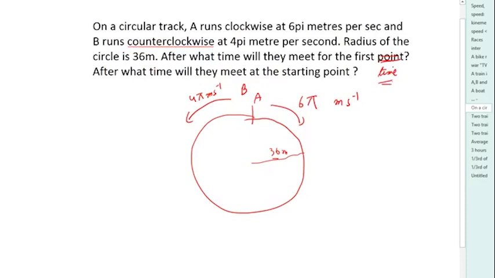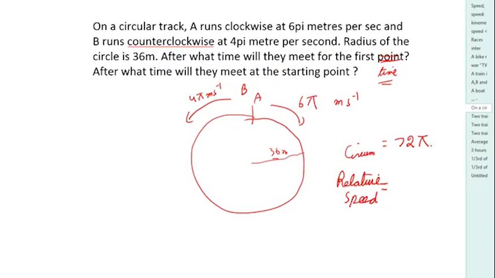Okay. So the first question is when will they meet for the first time? And so that you can see the entire distance, the circumference of this is 2 pi r, or 2 pi into 36, 72 pi, right? And the relative speed. So now they're moving opposite to each other. Here again, relative speed is useful. And that's why I've included this, and we'll see a lot more of it next time. They're running away from each other at a speed of 10 pi meters per second.